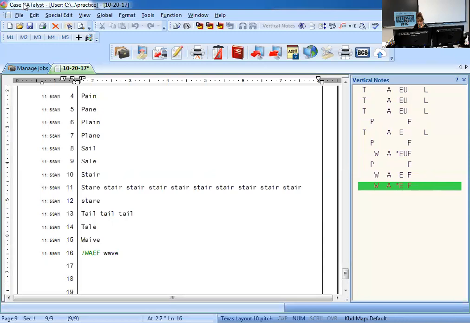sound-alike set, the asterisk is often used. So what we try to do is, if there's a long A in it, you're going to put long A. If there's an A and an E, you're going to use that. And then the more uncommon of the word, you're going to put the asterisk in.